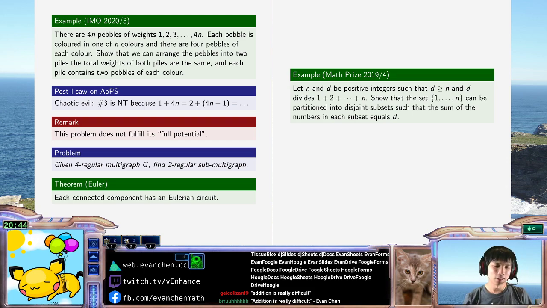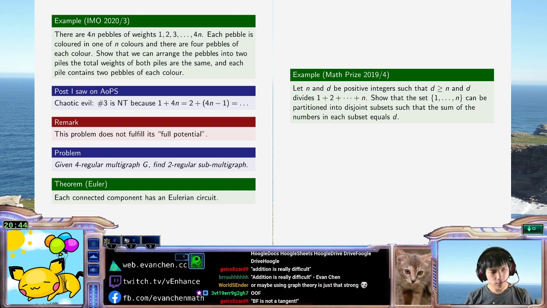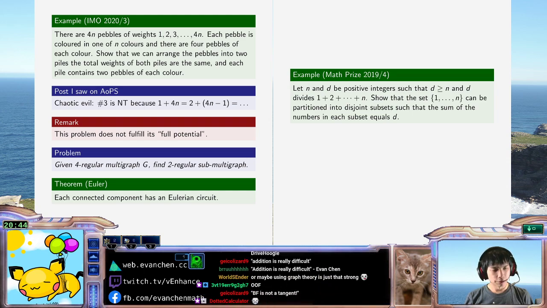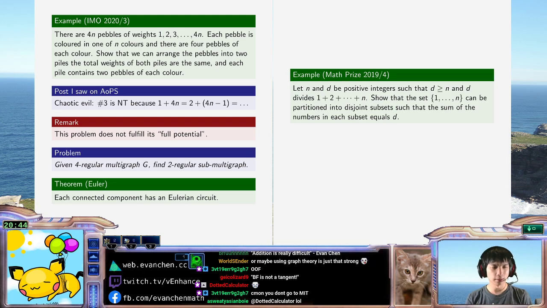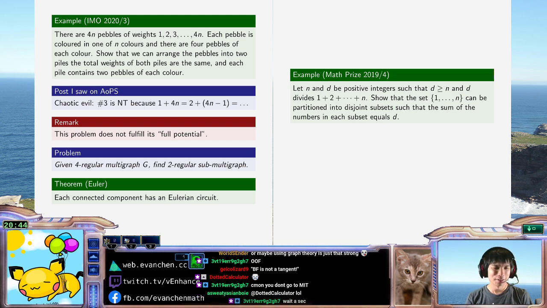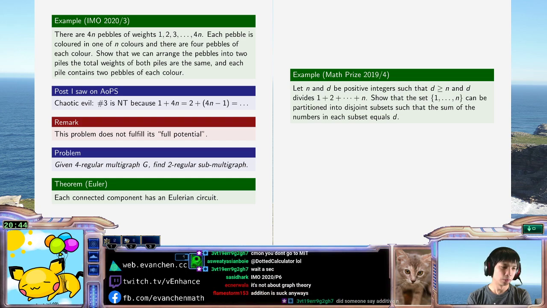Yeah, no, additive number theory is also just hard. Graph theory is just that strong. Well, I just don't think the idea is graph theory. I think the big surprise is that you do a pairing. And in hindsight, I think what I should have thought is, what else am I supposed to do?